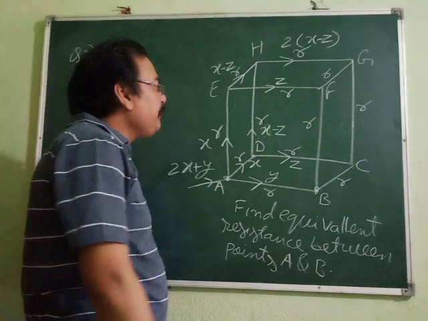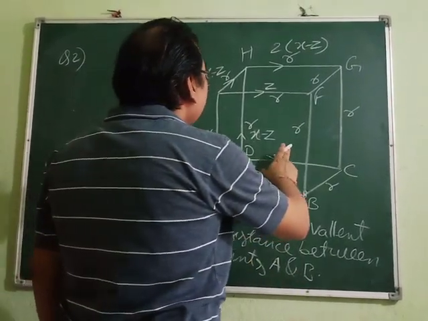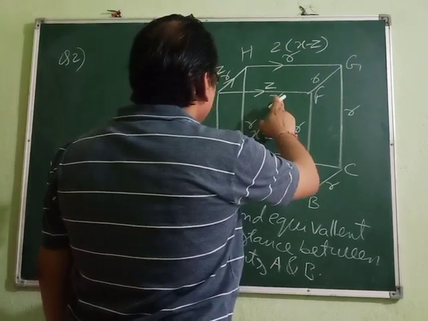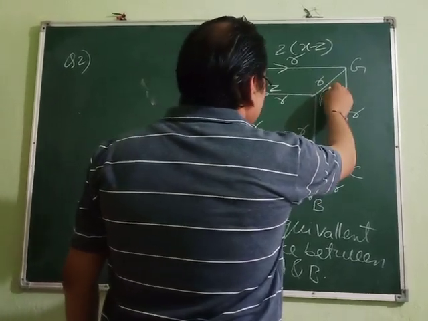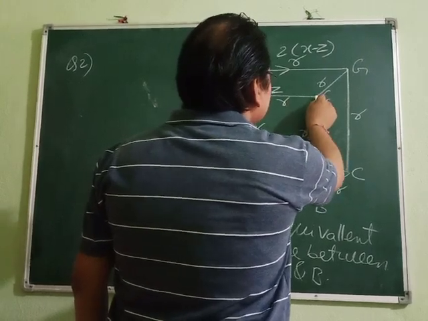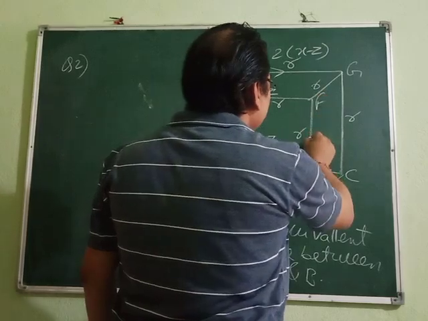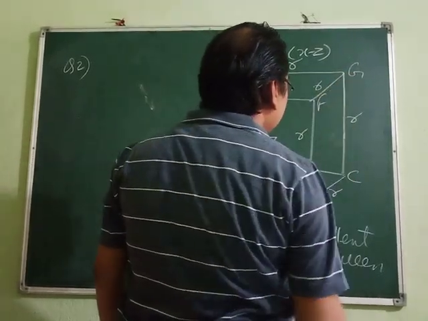Now what happened? See, this we have marked, this we have marked. What about here? Yes, Z current is reaching here. And this Z will again get divided from here because there are two paths.